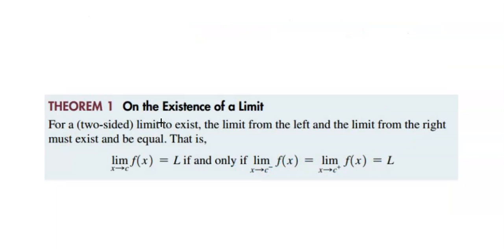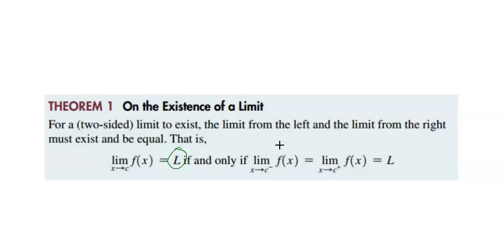So for a two-sided limit to exist, the limit from the left and the limit from the right must exist and must equal each other. That is, the limit as x approaches c of f of x equals L, L being some number, if and only if the left-hand limit equals the right-hand limit, which equals L. So the limit overall will equal L as long as both the left and the right-hand side limit equal L too. They have to converge, they have to agree basically.